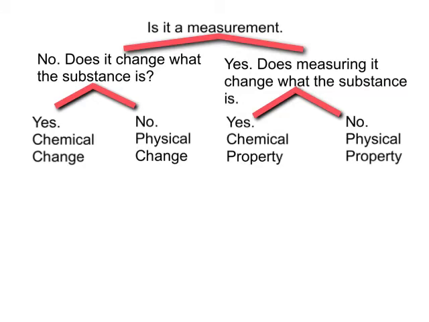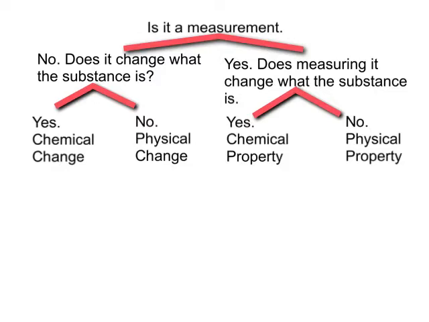So to help you correctly identify things, I've got this flowchart that you can look at, and it's going to divide things into chemical change, physical change, versus chemical property, physical property. And the first question that you need to ask yourself is, is it something that I measure? If it is something that you measure, that's going to steer you over to the property side of things. If it's not something that you measure, in other words, it's just something that happens to the substance, that's going to send you over to the change side.